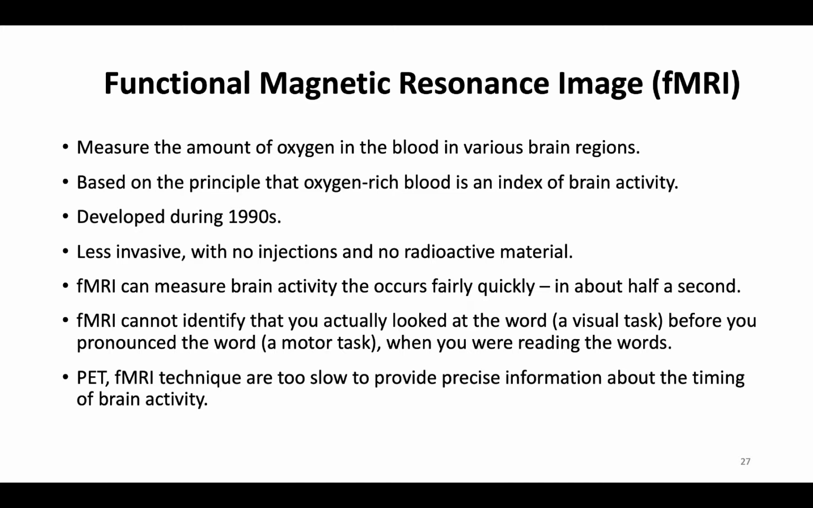PET scan and fMRI techniques are too slow to provide precise information about the timing of brain activity. For example, neuron A is activated and sends a signal to neuron B, which sends a signal to neuron C. But when we use PET or fMRI, we might only capture the information transfer from B to C nerve cell. We might not catch it starting from A nerve cell.